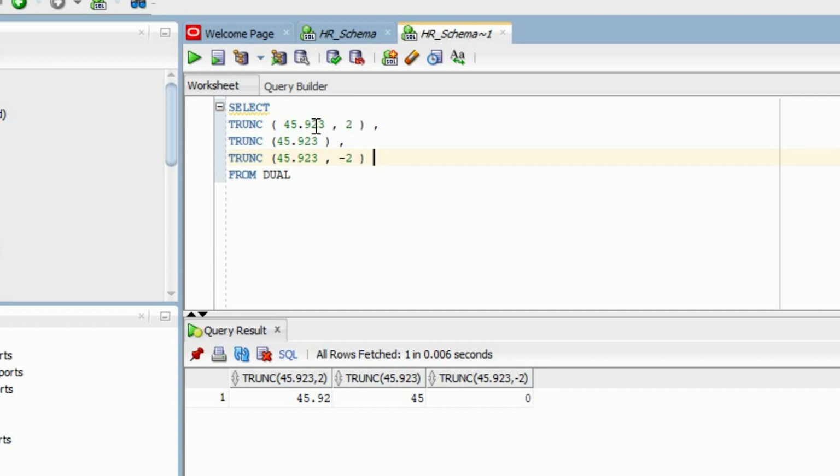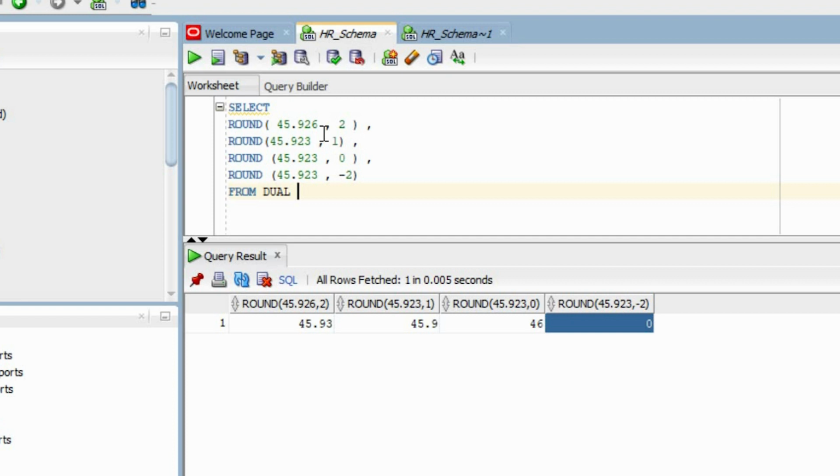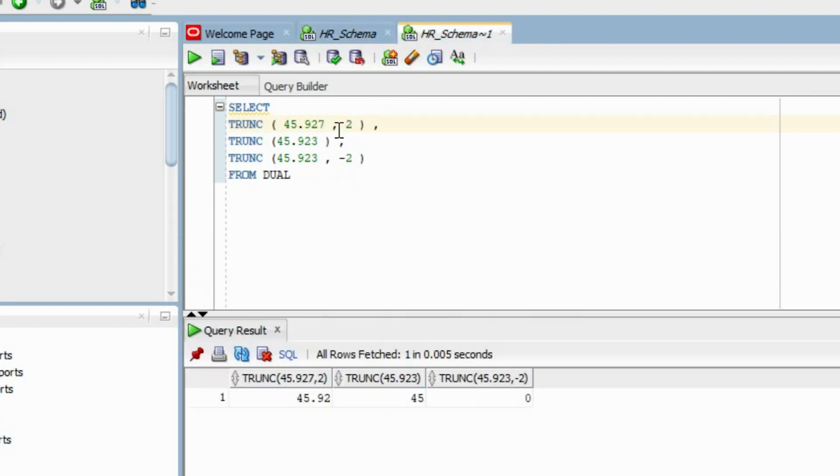The first one is telling the SQL code to set these decimals to only 2 numbers. So instead of 923, it will be 92. But the difference between this one and ROUND is that there is no rounding for the numbers, which means this one will be only 92, even if this is 7. Let's try this. Still the same. Remember the first example when we used ROUND and set this one, it was rounded to 93. On TRUNC, it just removes 1 digit from our number.